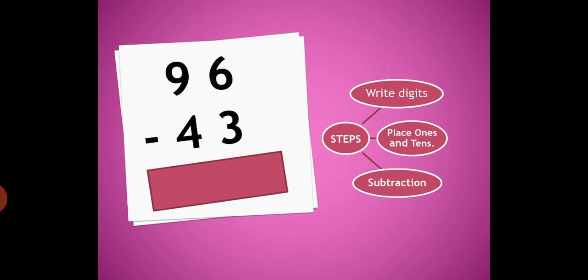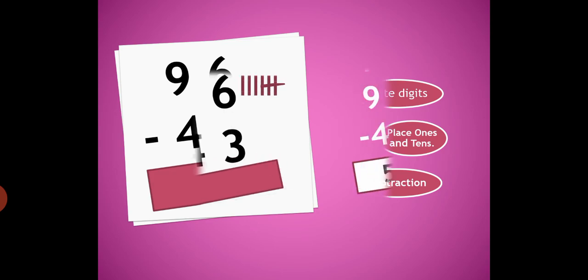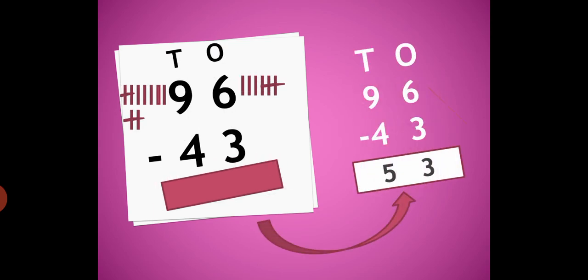Next step is place ones and tens over it. Kids, where should I write ones? Over 6 or 9? Remember, in the first chapter we have done when we write ones, tens, we start from right side. So, ones will come over 6 and tens will come over 9. Now, the next and very important step is subtraction.